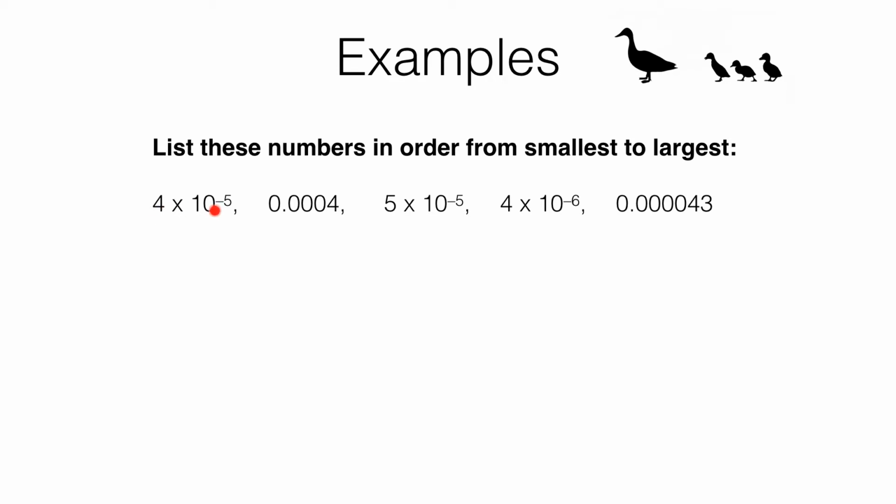Now, with this question, we have two choices. We could either convert all of the numbers in standard form into ordinary numbers and then try to compare those, or we could convert the ordinary numbers into standard form and then compare the numbers in standard form. In this video, I'm going to convert the ordinary numbers into standard form. If you're not sure about how to do this, you need to watch the previous video.